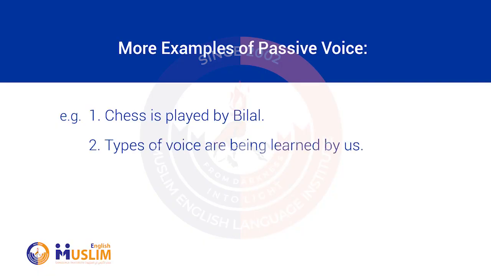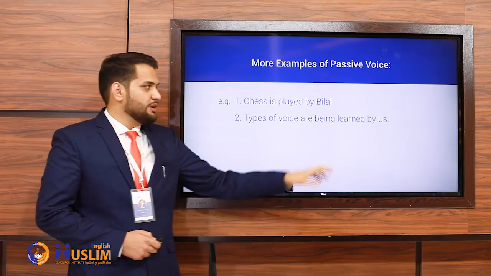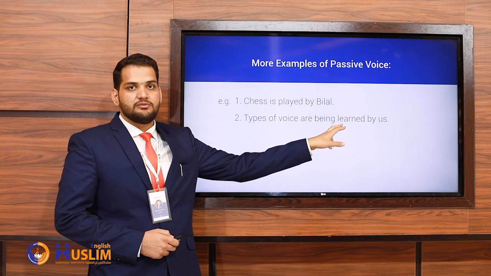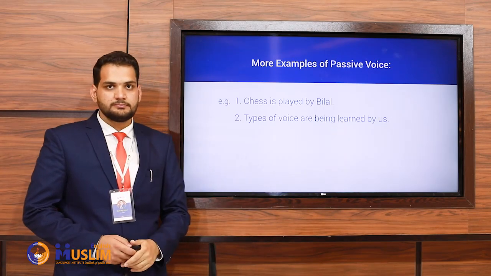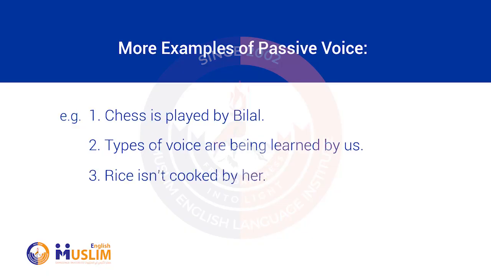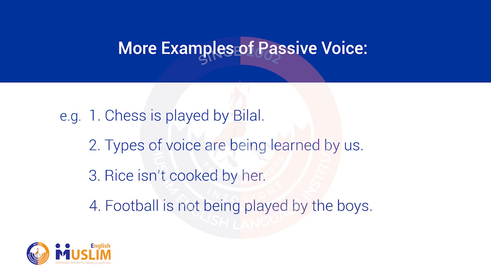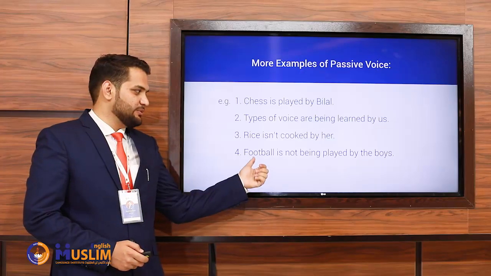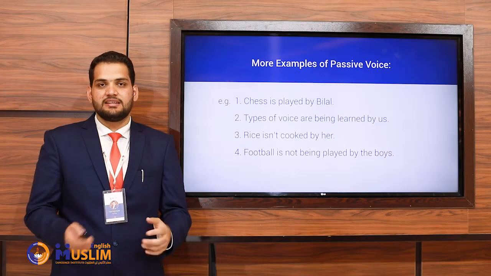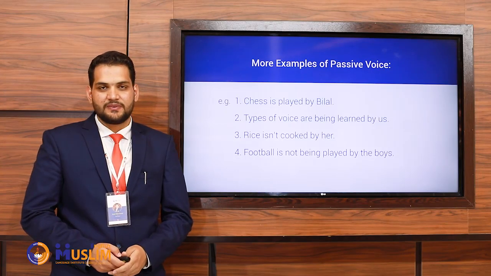Number 2, types of voice are being learned by us. We have being plus verb 3. Number 3, rice isn't cooked by her. Number 4, football is not being played by the boys. In this sentence, football is the subject and it is the receiver of the action.